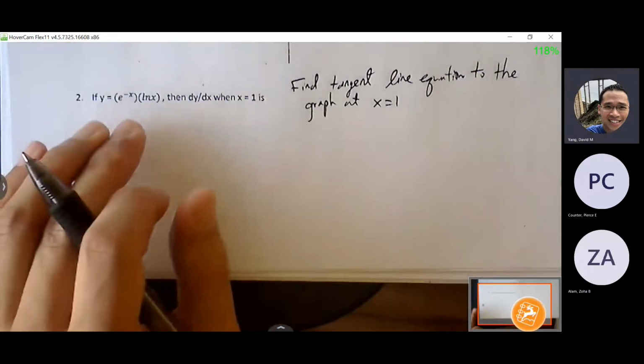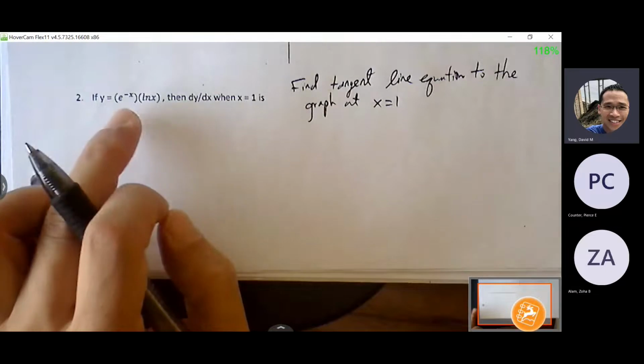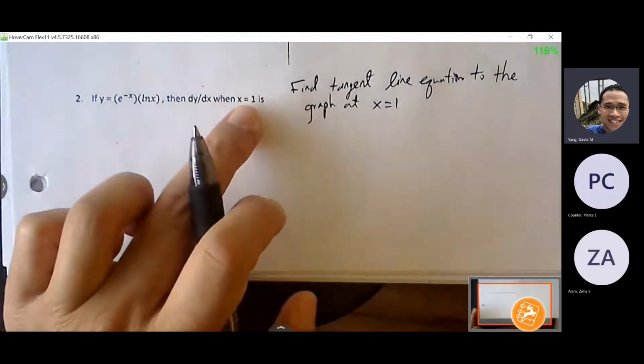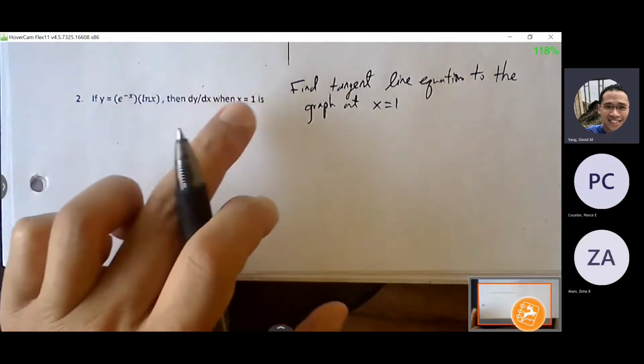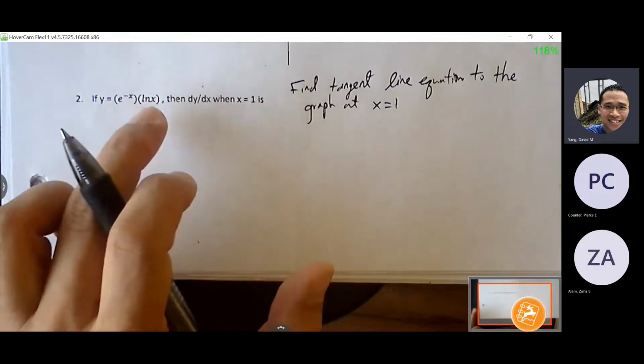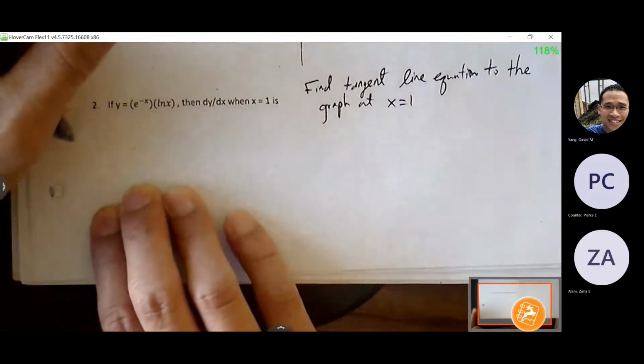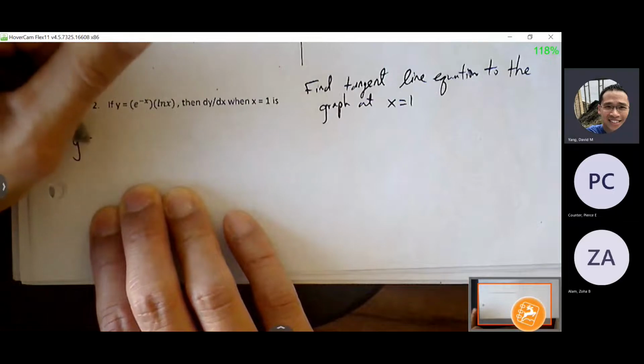So if I find the derivative, that'll give me my slope formula. If I insert the 1 into the function, that'll give me my y value. If I insert the 1 into the derivative, that'll give me my slope. Start off with the derivative.